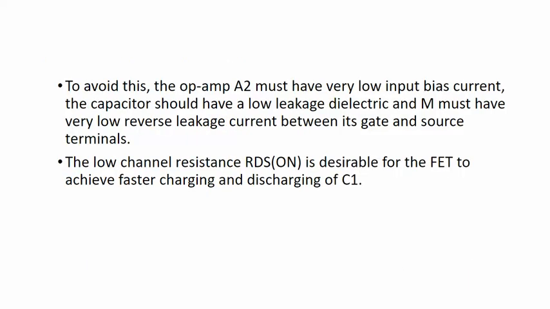In order to avoid this hold mode droop, the op-amp A2 must have a very low input bias current, the capacitor should have a low leakage dielectric, and the MOS transistor must have very low reverse leakage current between its gate and source terminals. The low channel resistance is desirable for the FET to achieve faster charging and discharging of C1. So this is how we are able to overcome the hold mode droop, and we can achieve a better sampling as well as holding circuit.